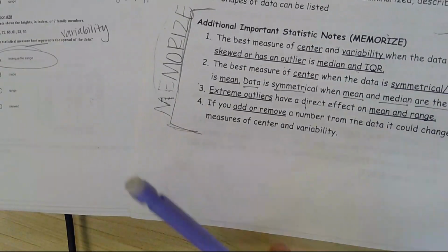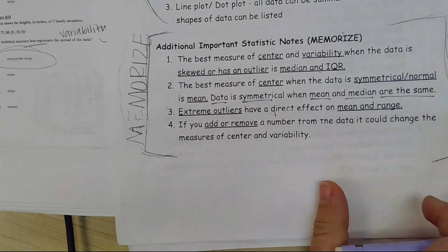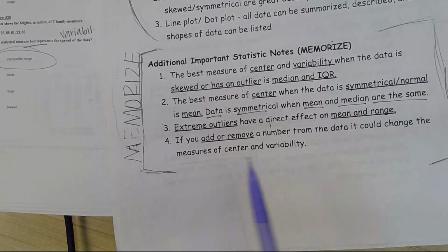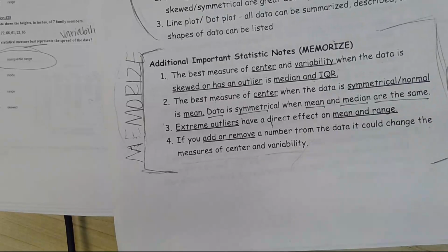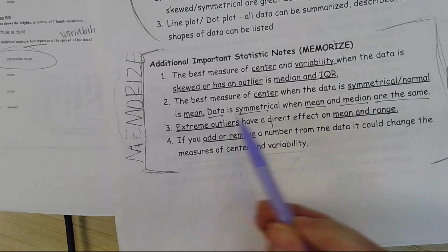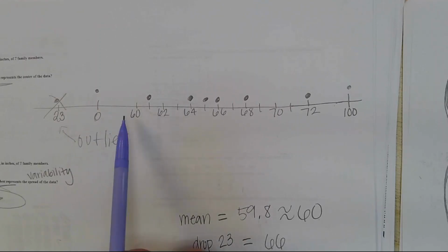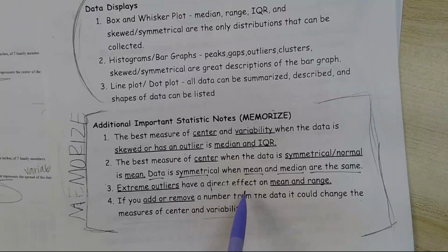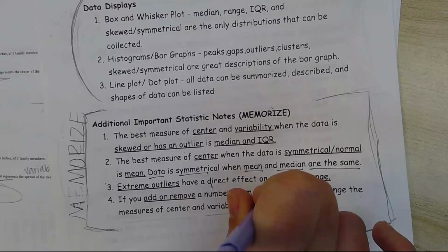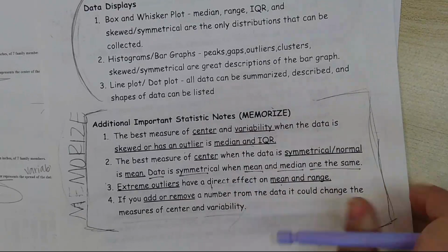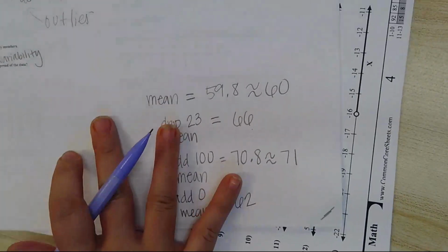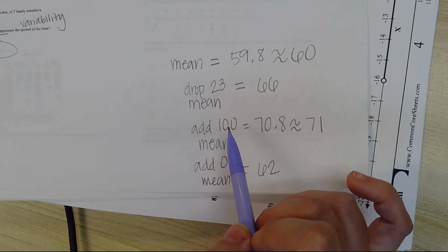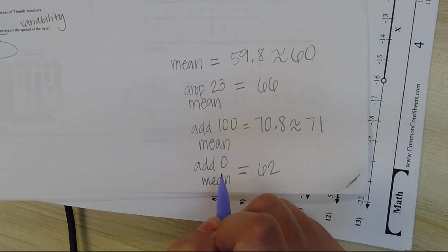Now, my point comes to the memorization on the statistical notes. If you add or remove a number from the data, it could change the measures of center, which are mean, median, mode, and the measures of variability. Extreme outliers, and what were our extreme outliers in this data set? 23 and 0. Those are extreme outliers. They have a direct effect on the mean, which is your average, and the range. So you saw how dropping a grade changes it, adding a grade like 100 changes it, and then adding another outlier will also change it.